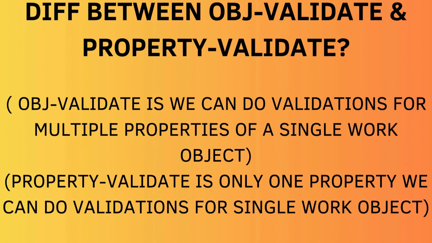What is the difference between Obj-Validate and property validate? With Obj-Validate, we can do validations for multiple properties of a single work object. With property validate, we can do validations for only one property of a single work object.